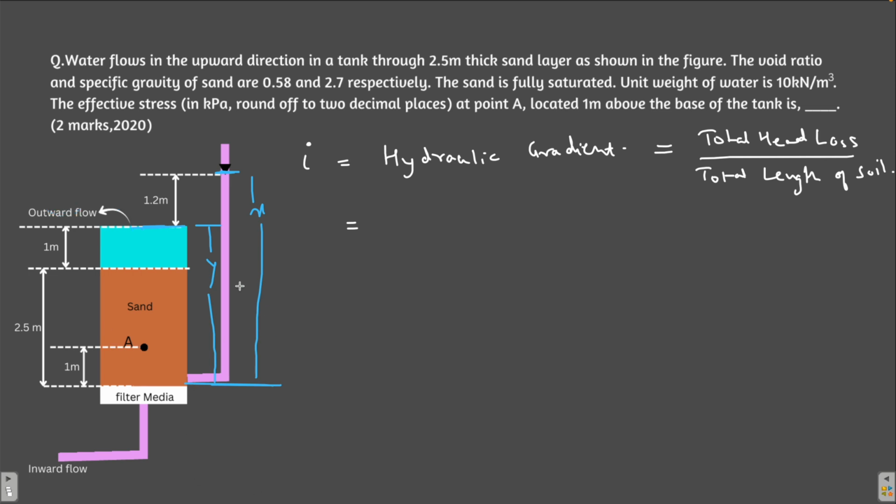So now you see the initial head of water is x and the final head of water is y. So what is the head loss? Head loss is x minus y, and that is given to you in the form of the figure. This 1.2 is the difference between the initial head and the final head, that is 1.2 meter. So this 1.2 meter is the head loss. I hope you understood how to read the diagram. And why is this standpipe the initial head? Because it is connected with the inlet of the water, right?